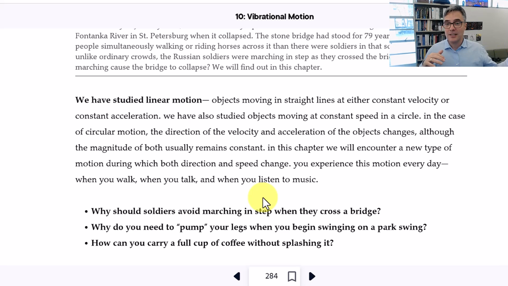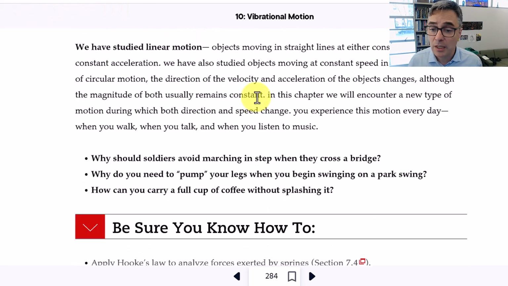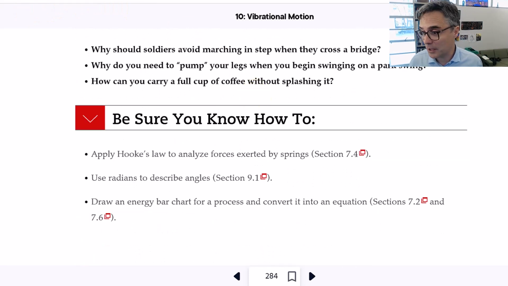And indeed, if you're marching, the idea is when you go across the bridge, everyone has to just try to walk randomly and naturally so that you don't accidentally set up a resonance frequency and collapse the whole bridge. So resonance is one of the concepts from chapter 10 we're going to cover.